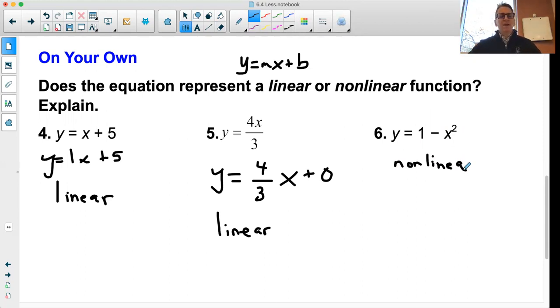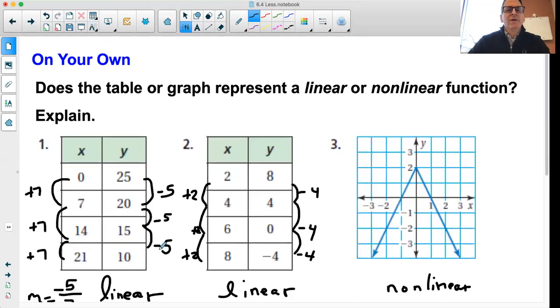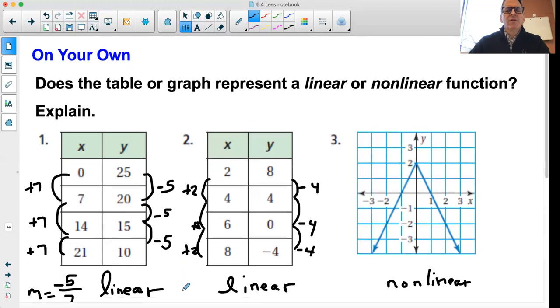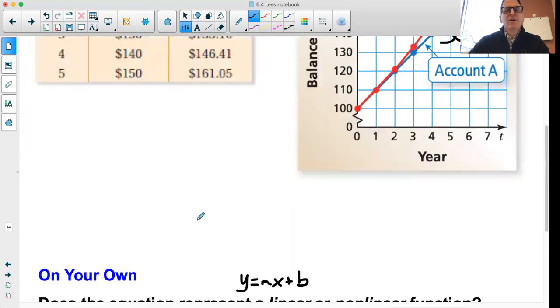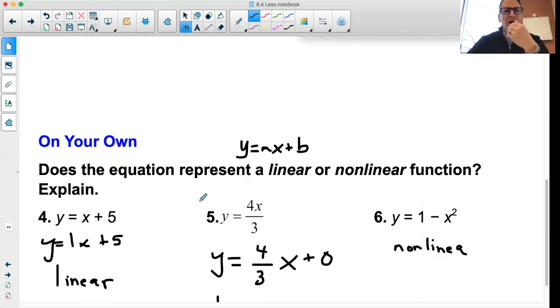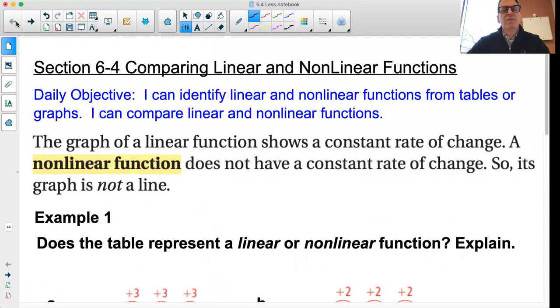So that's the lesson today on 6.4, and we are comparing linear and non-linear functions. You're going to be asked to distinguish what's linear and what's non-linear by a table, by a graph, and by an equation, like these last few that we just did. So you're going to be asked to determine that from that information. They're kind of fun questions to do.